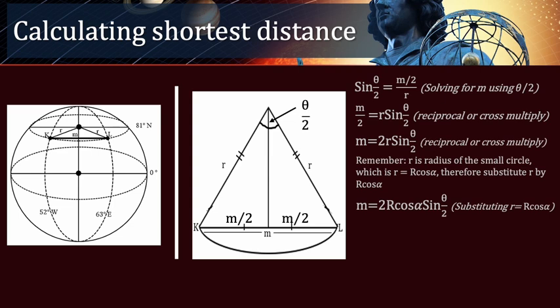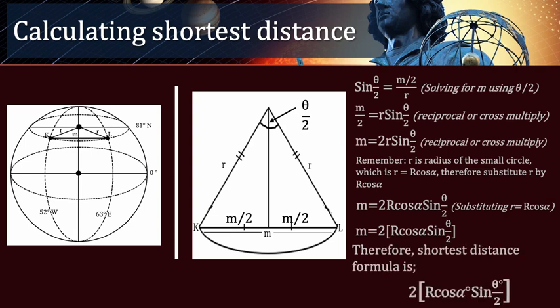Finally, I'll have my M as M is equal to 2 multiplied by everything that is inside, that is R cos alpha sine half theta. Therefore, the shortest distance formula is 2 times R cos alpha degrees times sine half theta degrees. And that is how the formula is derived. This is the formula you are going to use to calculate for the shortest distance.